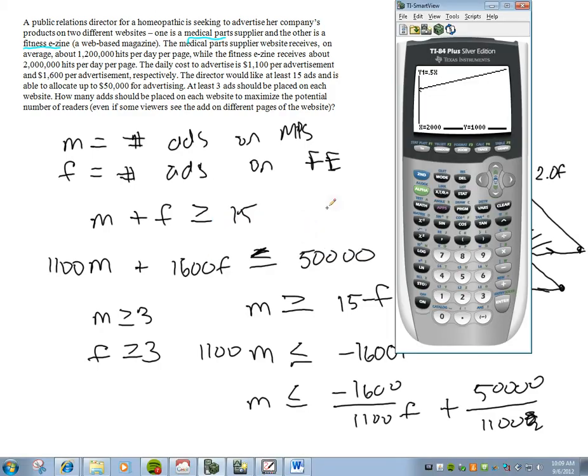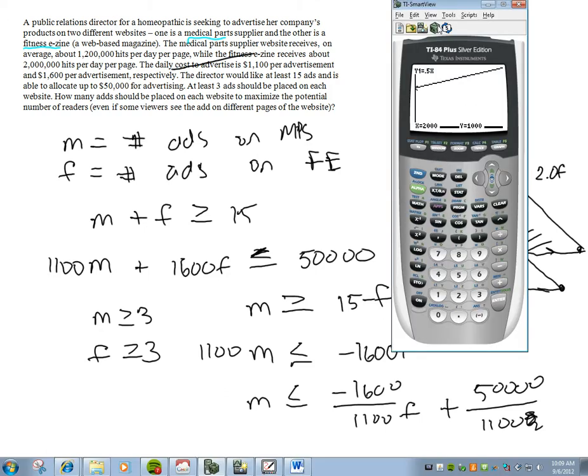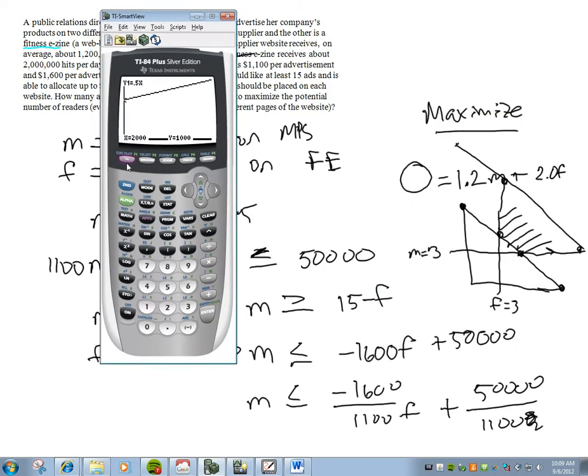So now we're going to go ahead and graph this. And we're going to type in 15 minus x. And we're going to type in negative 1,600 divided by 1,100 times x, plus 50,000 divided by 1,100.